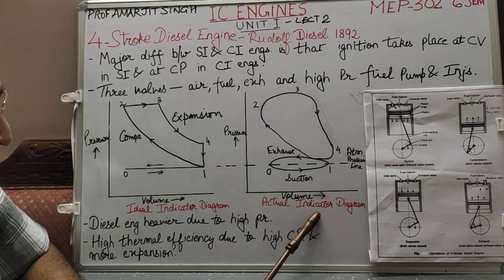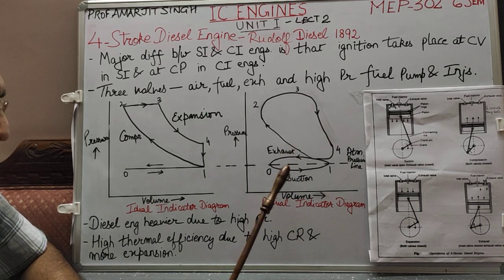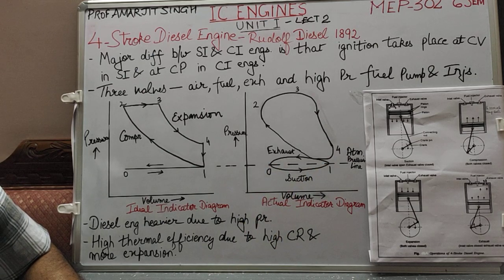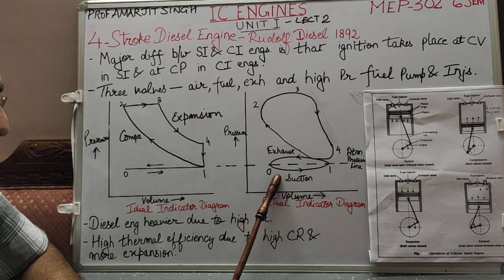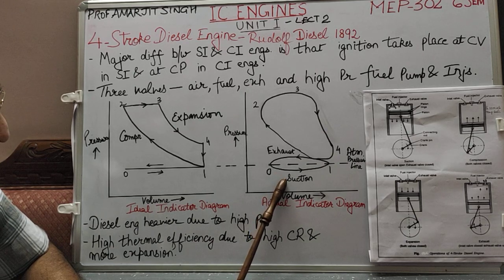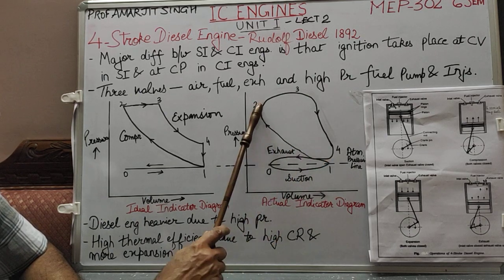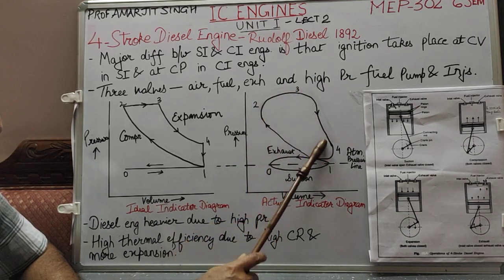The actual indicator diagram will display this figure. As before, the suction is always below atmospheric because the port is small, as I had mentioned earlier, and so to quicken the pace of induction of charge, it is below atmospheric pressure, and then from 1 to 2 compression, start of combustion, and this is the exhaust.